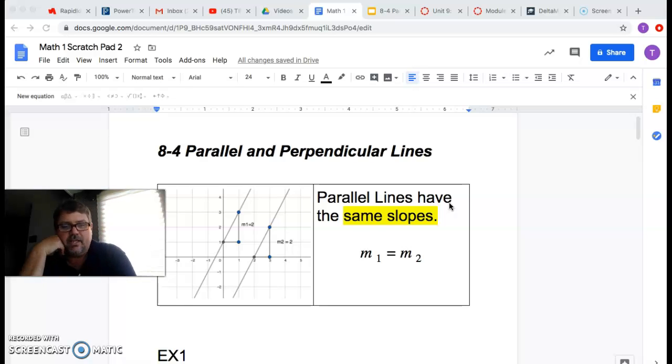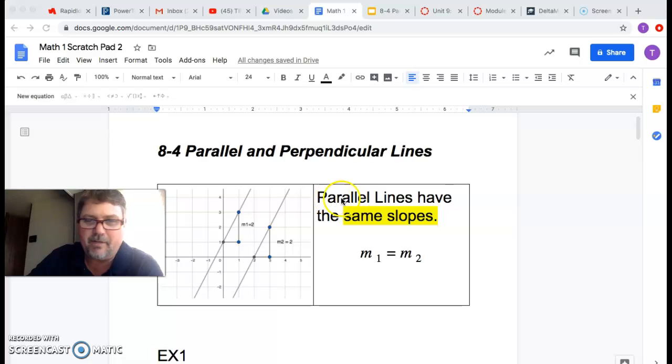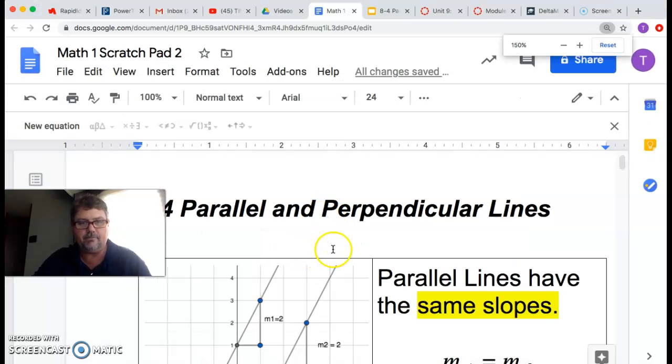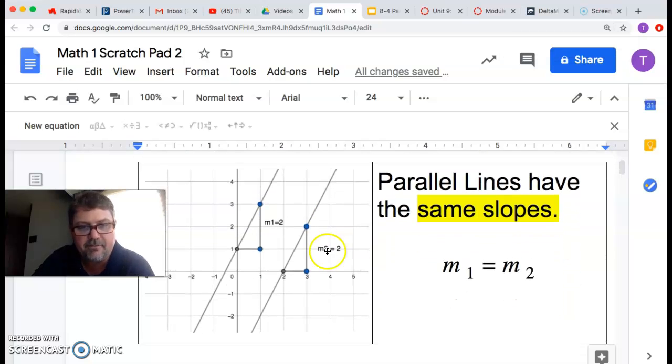Okay, so when we start thinking about this parallel and perpendicular line thing, I think it's important to see it graphically first. You know, we could say really quick that parallel lines have the same slopes. Well, that's a fact. They have to. But I think looking at a graph would help us visualize this. And I've created a graph here so we can kind of wrap our head around what they're saying.